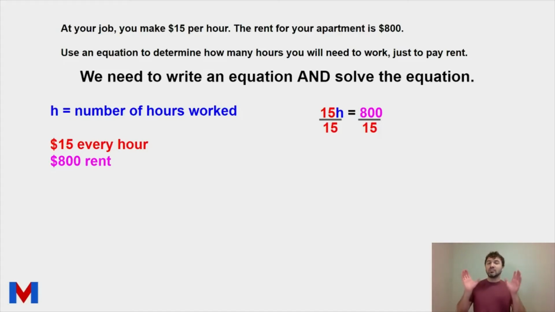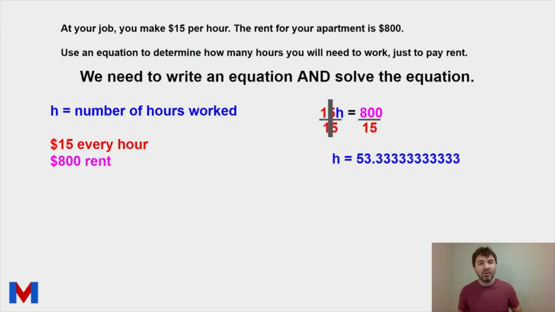And again, I need to do this to both sides, because I have to make sure this equation stays balanced. If I do it to one side, it gets off balance. I have to do the same thing to both sides of that equal sign. 15 divided by 15 is 1. 1 times H is H. Those 15s are gone.